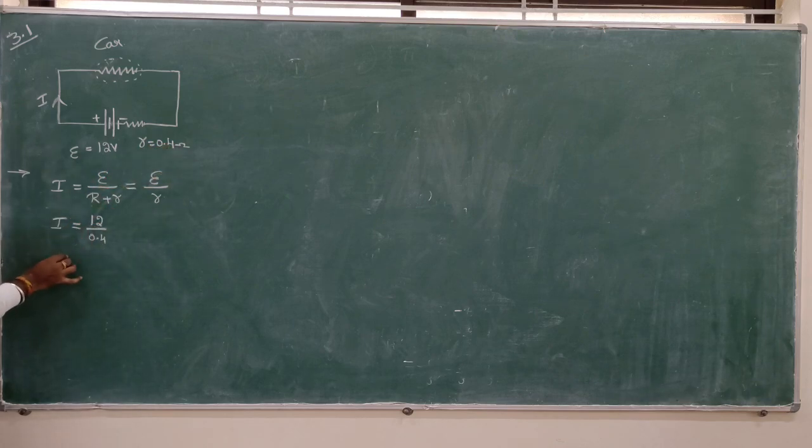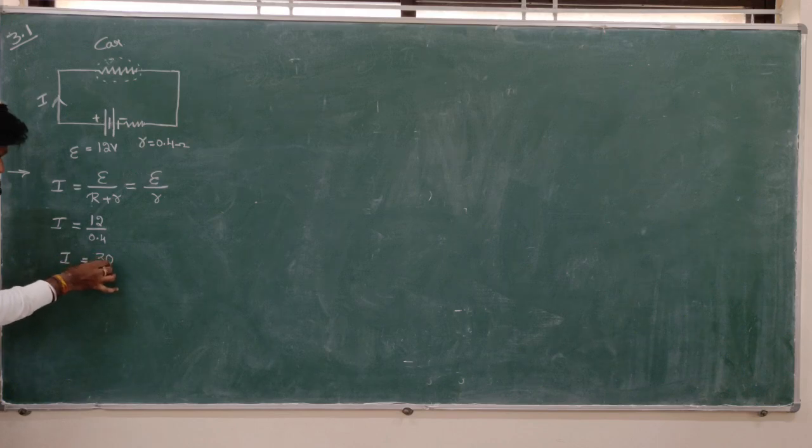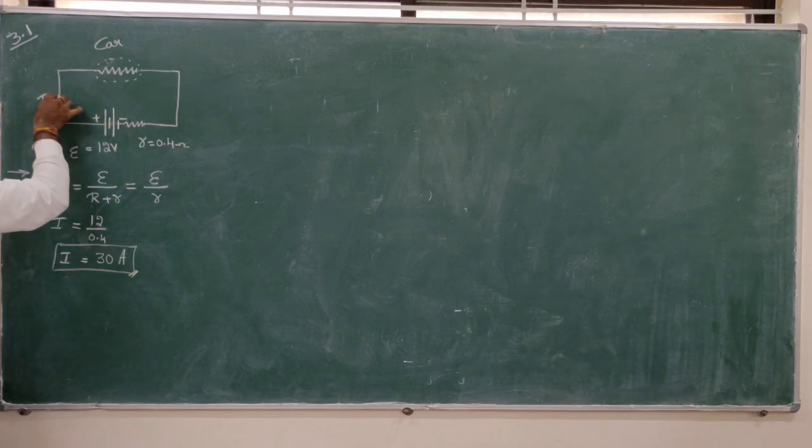This becomes 12 divided by 0.4, which is 30 ampere. So a car can draw 30 ampere current from this battery.